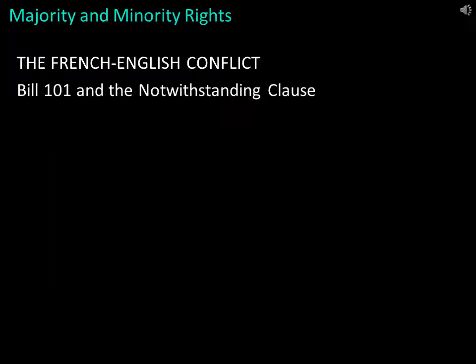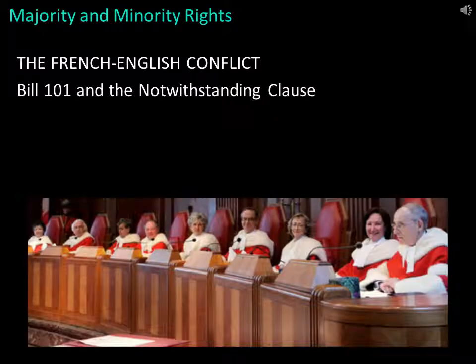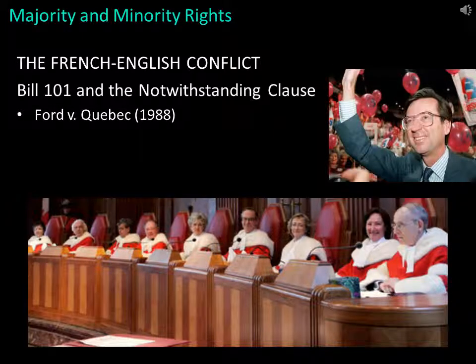Bill 101 and the Notwithstanding Clause. In 1988, the Supreme Court of Canada actually struck down the French-only sign provisions of Bill 101 for violating the right to freedom of expression guaranteed by the Canadian Charter of Rights and Freedoms, Ford v. Quebec. However, Premier Robert Bourassa then invoked the Notwithstanding Clause contained in Section 33 of the Charter to protect the sign law despite the court's decision.